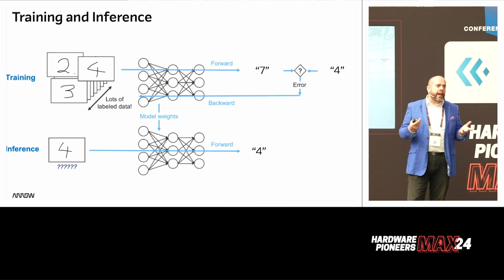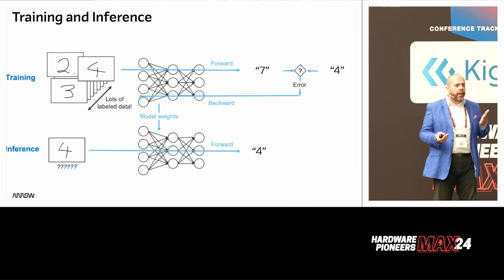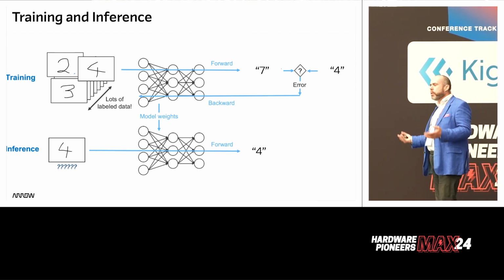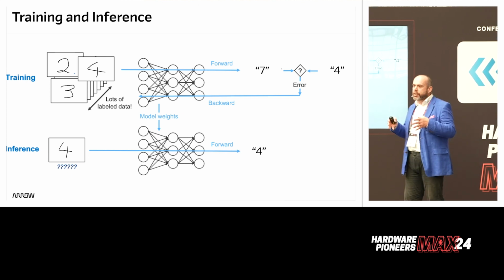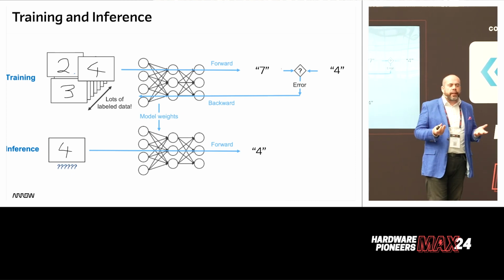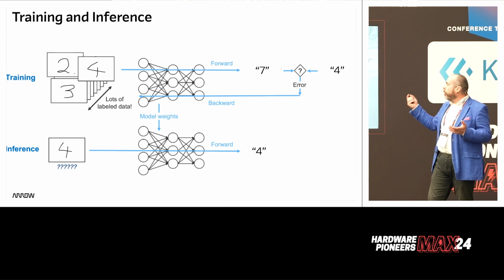Okay, when we're talking about AI, there's kind of two main things we need to understand: training and inference, especially if we want to talk about edge AI. So training is the process of learning.